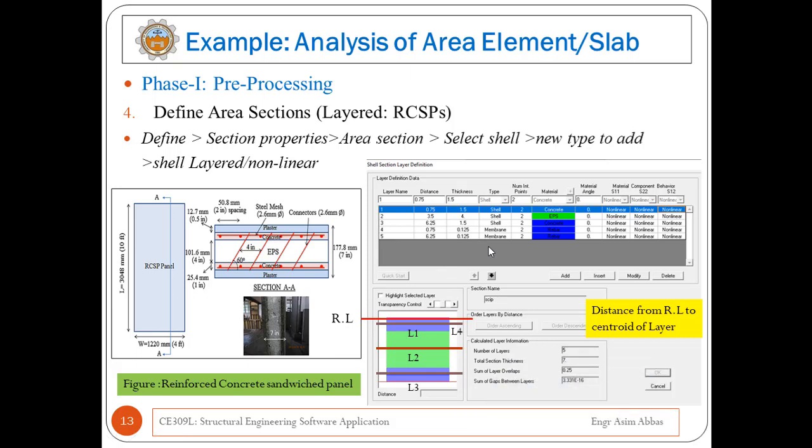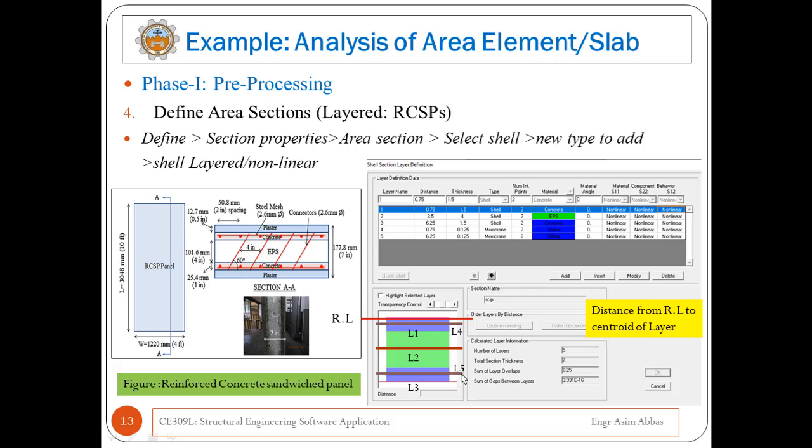Now layer 4 is rebar at this location, this type of rebar. The distance of this rebar from the reference line is 0.75, and the thickness or the diameter of this rebar is 0.125, right? And the fifth and last layer is again rebar at the other location.